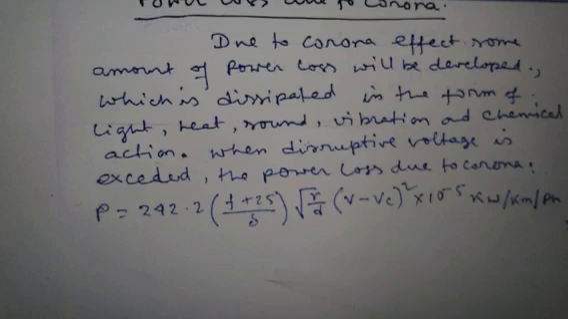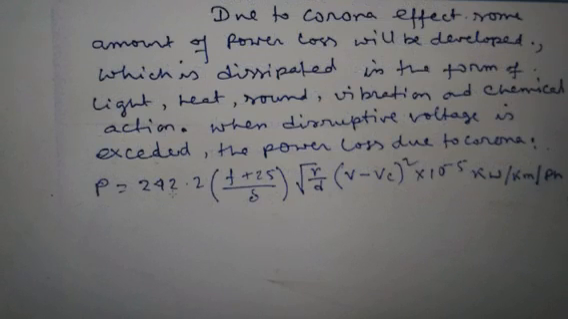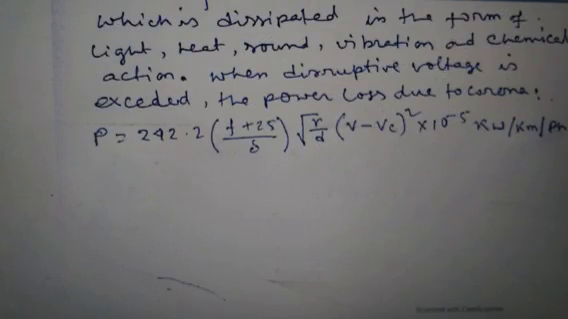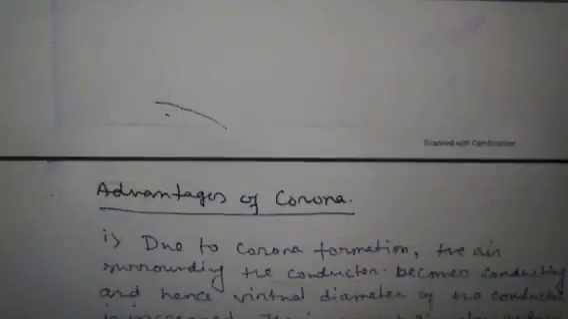Next, power loss due to the corona. Due to the corona effect, some amount of power loss will develop, which is radiated in the form of light, heat, sound, vibration, chemical action, etc. When the disruptive voltage is crossed by the normal voltage, then the power loss due to the corona is P equals 242.2 into (f plus 25) divided by delta into root over of r by d into (V minus Vc) square into 10 to the power minus 5 kilowatt per kilometer per phase. That is the value of power loss due to corona.